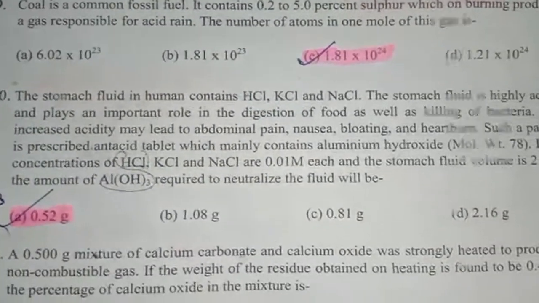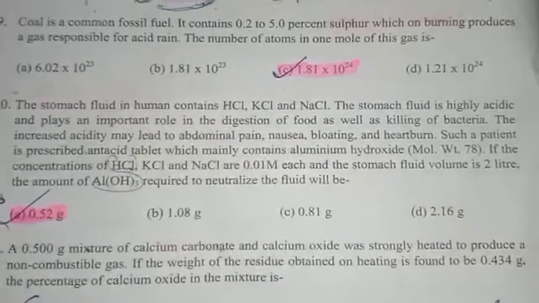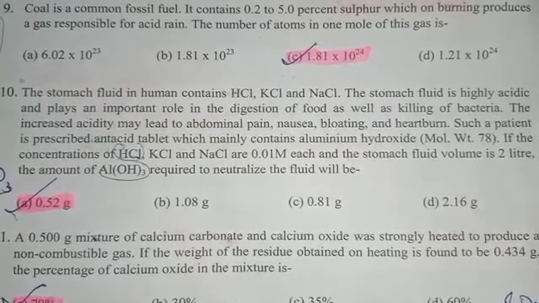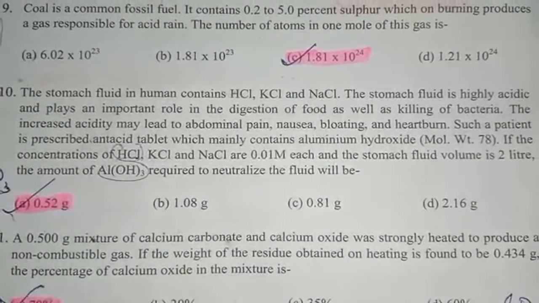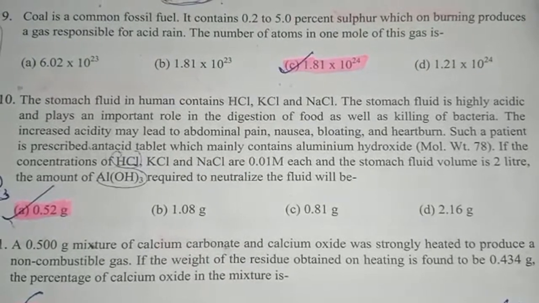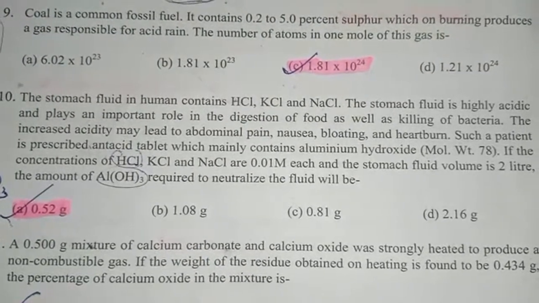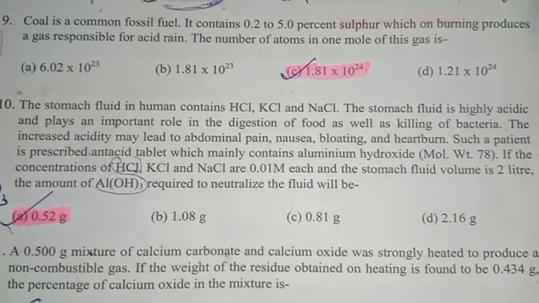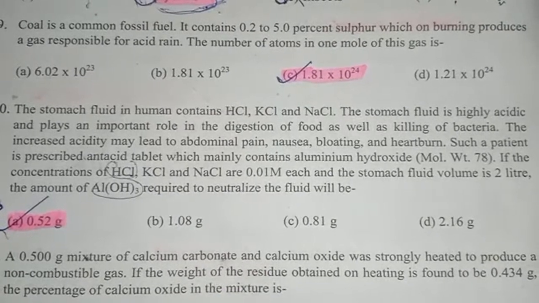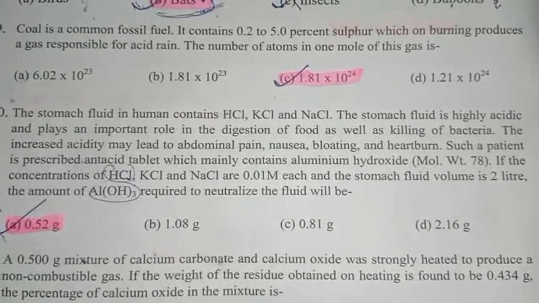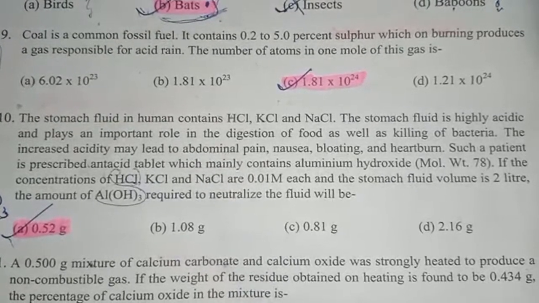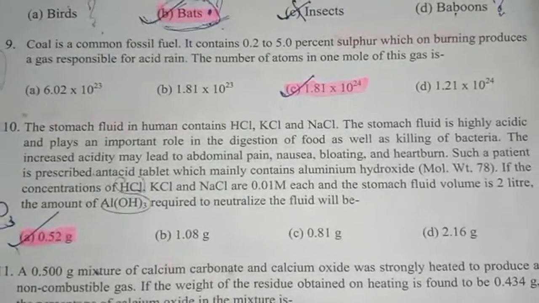Then the 10th question is, the stomach fluid in human consists of HCl, KCl and NaCl. The stomach fluid is highly acidic and plays an important role in the digestion of food as well as killing of bacteria. The increased acidity may lead to abdominal pain, nausea, bloating and heartburn. Such a patient is prescribed antacid tablet which mainly contains aluminium hydroxide. If the concentrations of HCl, KCl and NaCl are 0.01 molarity each and the stomach fluid volume is 2 liters, the amount of Al(OH)3, aluminium hydroxide, required to neutralize the fluid will be?